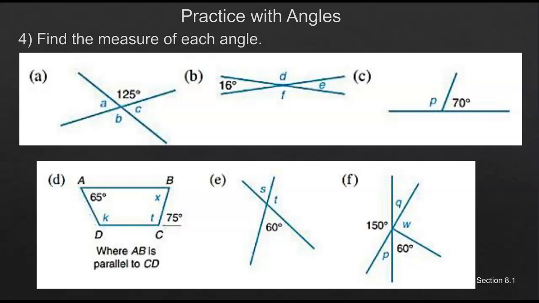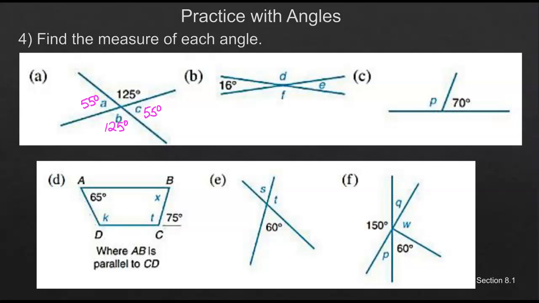On the angles formed in part A, we have 125, and so B is vertical to that. It would also be 125. If we subtract 125 from 180, we get 55. And then angle A and angle C are both 55 degrees because they're vertical to each other.